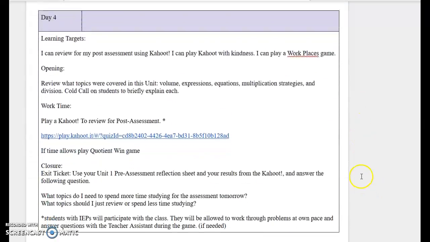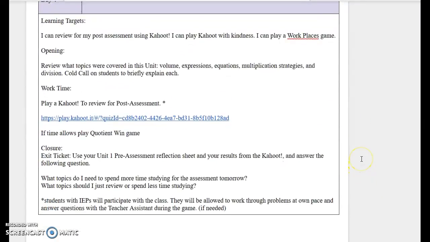Day 4, I created a Kahoot to do a review for the post-assessment, which will come up the next day, day 5. They'll have a post-assessment on the whole complete unit, not just this 5-day unit plan, which is the 4th module, but the actual whole unit. So the Kahoot is a review for that. If we have enough time after the review, they'll play the quotient win game again to get some more ability with that game.